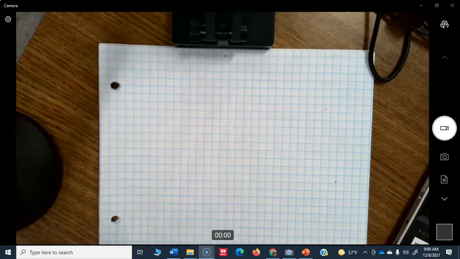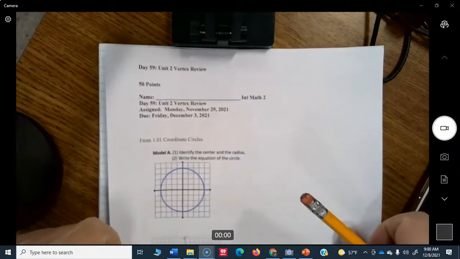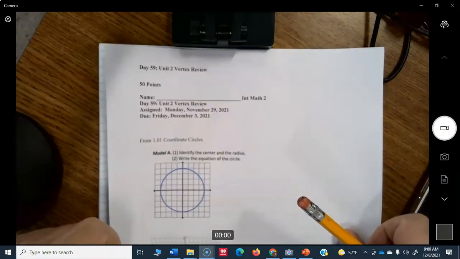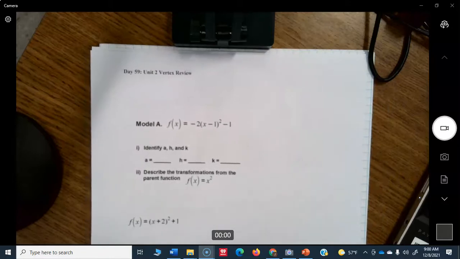So I'm now on page 4 of, let me show you the assignment. I'm on page 4 of this, the Unit 2 Vertex Review. So that's what you're going to have a test on Thursday. And so we're going to go ahead and do the graphing of these. All right, very similar to what we did in class.